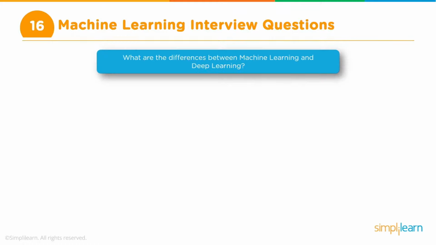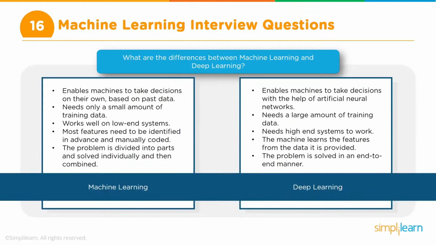All right. So the next question is, what are the differences between machine learning and deep learning? Here is a quick comparison table. Machine learning enables machines to take decisions on their own based on past data. Here we are talking primarily of supervised learning. It needs only a small amount of data for training, and works well on low-end systems, so you don't need large machines. Most features need to be identified in advance and manually coded. So the feature engineering part is done manually, and the problem is divided into parts, solved individually, and then combined. So that is about the machine learning part.